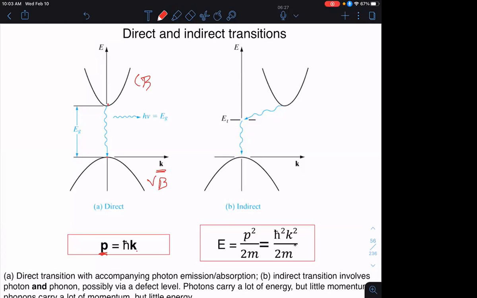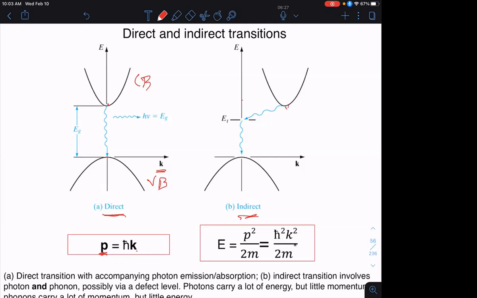Not all semiconductors will have that kind of a band structure, but if they do, those are called direct band gap semiconductors. In many cases, however, we find that the minimum in the conduction band will be offset from k equal to 0, as shown on the right-hand side. Those are called indirect band gap semiconductors.